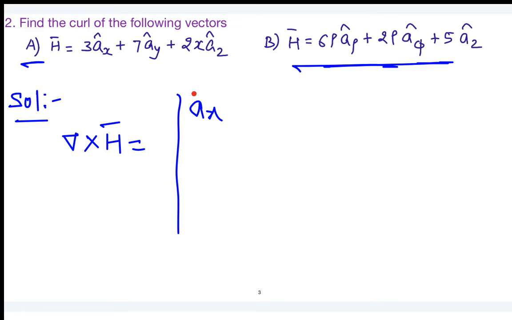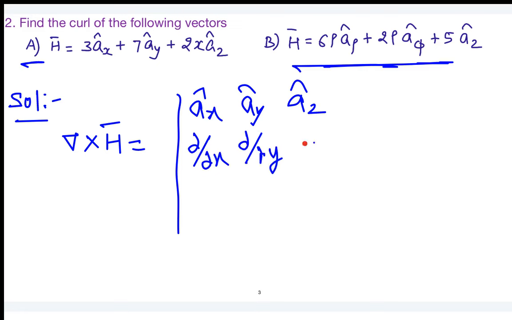I think everybody would know how to expand the determinant, so I was doing that. ax cap into: delete this column and delete this row. So what is the minor of this? Dou by dou y of 2x, that will be 0, minus dou by dou z of 7, that will be 0.